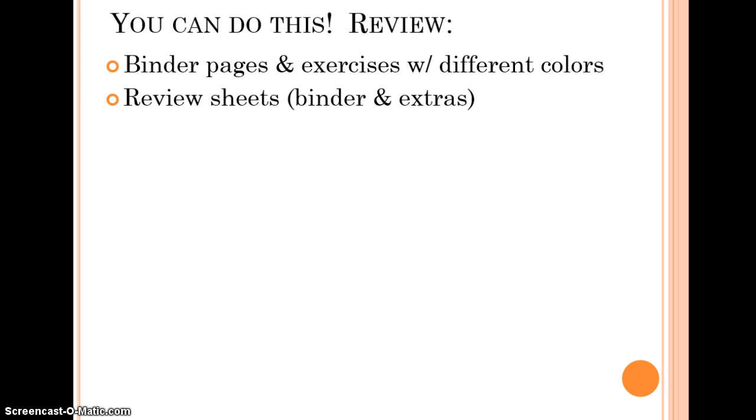Use the review sheets that are in your binder, as well as any of the extra ones I provided in class. Go back and look at any homework assignments that we have done, things where we have matched up people's behavior to Erikson stages, for example. Think of the video clips that we've watched. Certainly all of my PowerPoints are still online, so if you want to go back and look at any of those, you can as well.